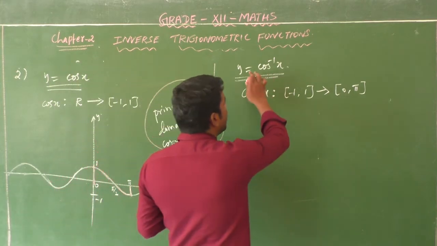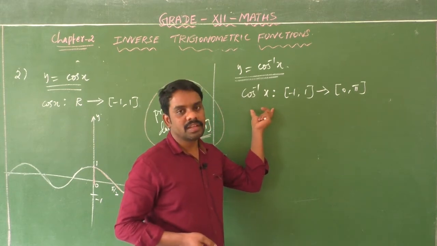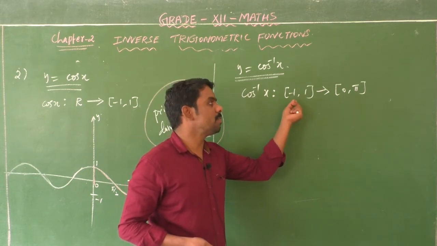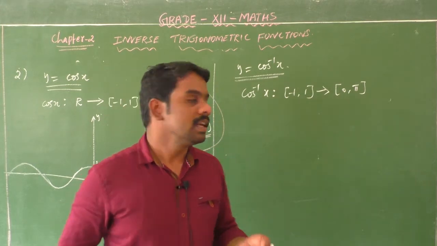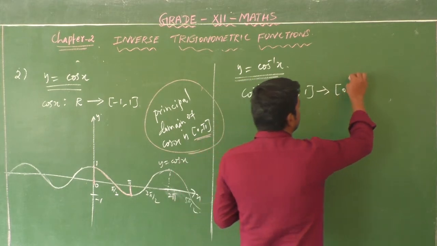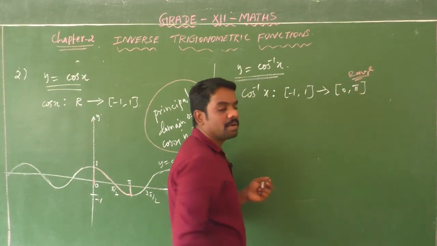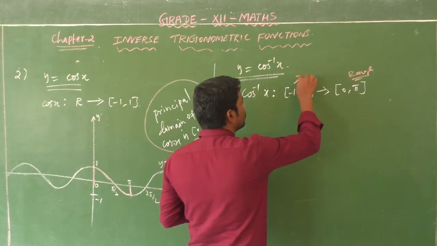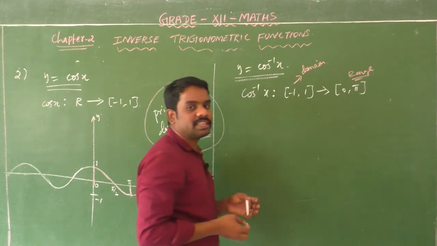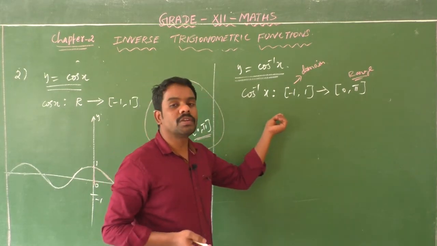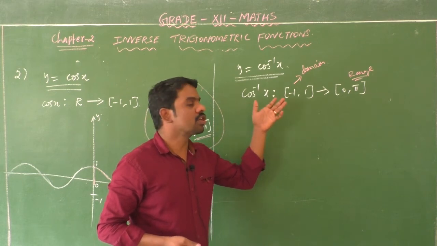Here, y equal to cos inverse x. So cos inverse x is a function from the closed interval minus 1 comma plus 1 to the closed interval 0 comma pi. The closed interval 0 comma pi is the range, and the closed interval minus 1 comma plus 1 is the domain. So the domain of this cos inverse function is the closed interval of minus 1 comma plus 1, and the range of this cos inverse function is 0 comma pi.